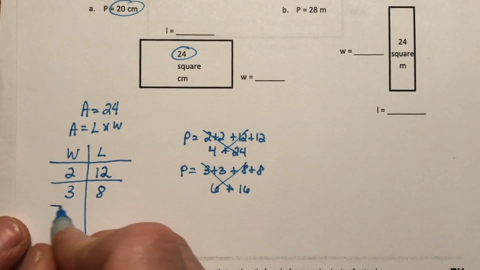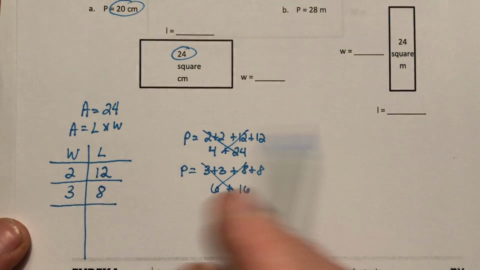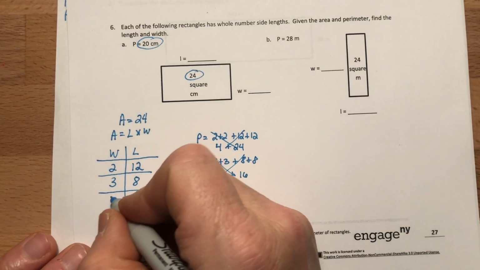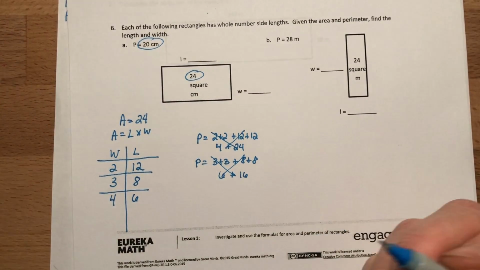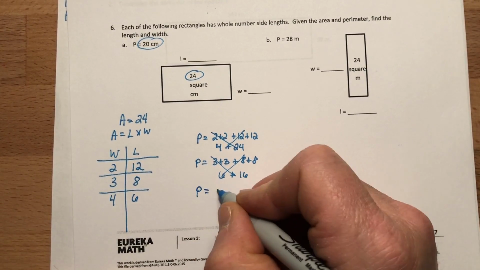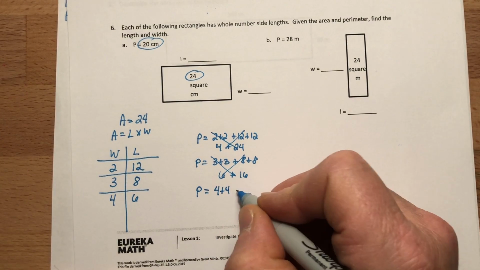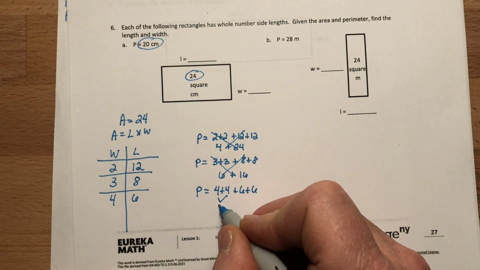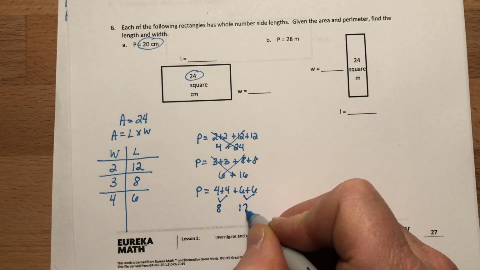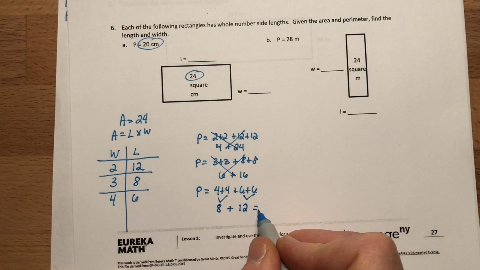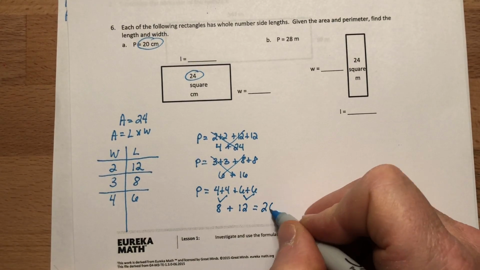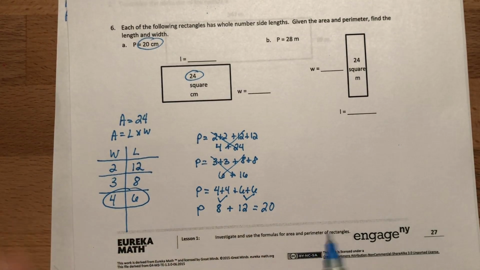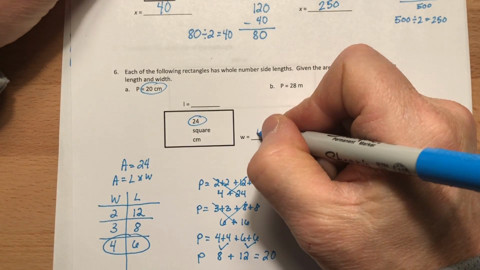What can I multiply to get 24? Can I multiply 4 times 6? If you said that, yeah, 4 times 6. Let's give that a shot. Perimeter equals 4 plus 4 plus 6 plus 6. So 4 plus 4 is 8. 6 plus 6 is 12. If I add those together, what do I get? Hey, I get 20. That's it. I think we found it. 4 and 6 work. So I can come up here and say, this is 4 and this is 6.